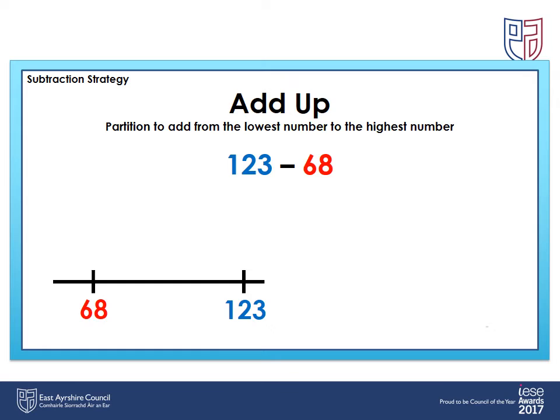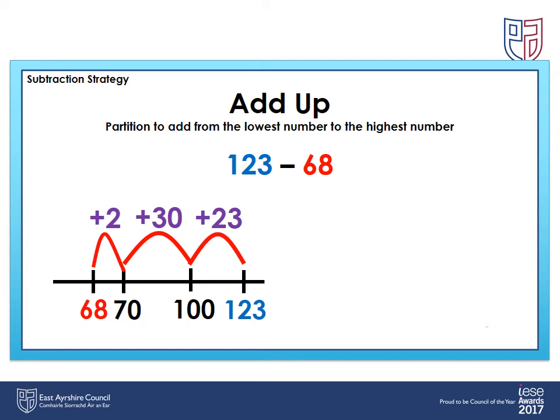Starting at the 68, I add 2 to make 70, I then add another 30 to make 100, and finally add 23 to make 123. In total, I've added 55.